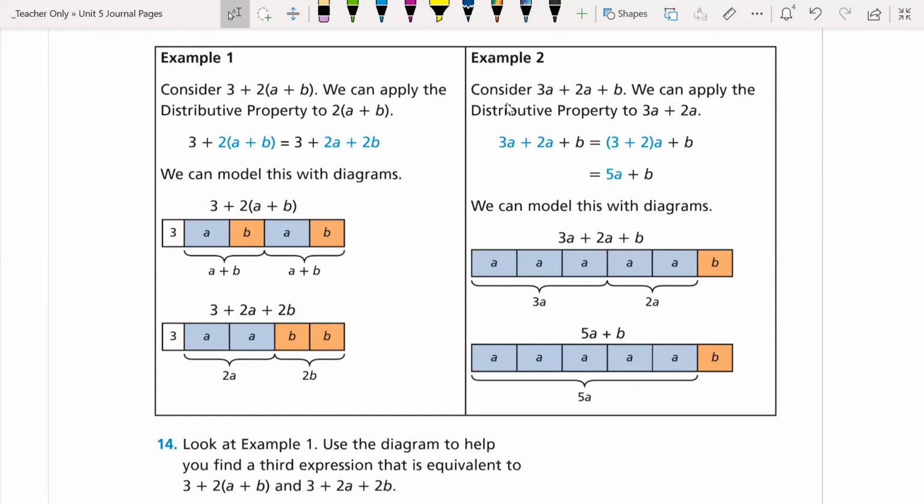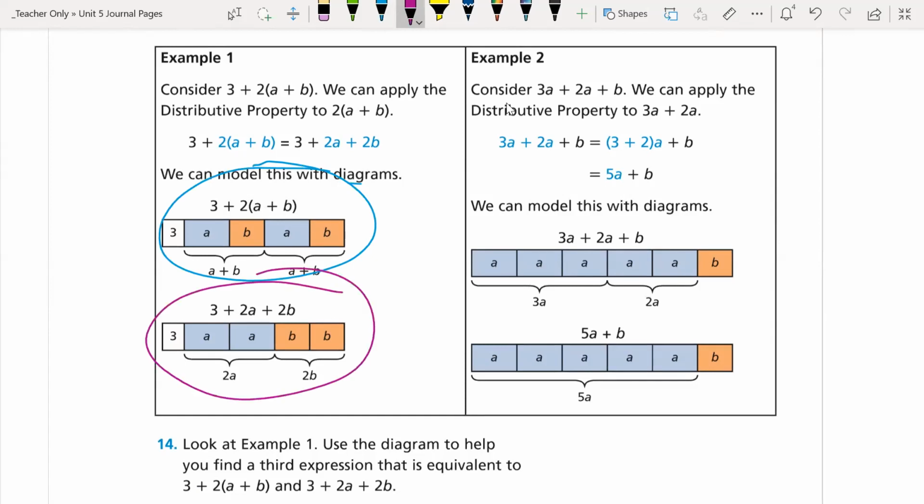So right here, we're distributing. This was the distributing part. This was the rearranging part, or the commutative part. So first, we broke it apart, and we distributed the numbers or the values. And then here, we just rearranged to make it look better. Now all of my a's are together, all of my b's are together, and all of my known values are together. And now I can just simplify, right? So 3 plus 2 times a plus b is the same thing as 3 plus 2a plus 2b.